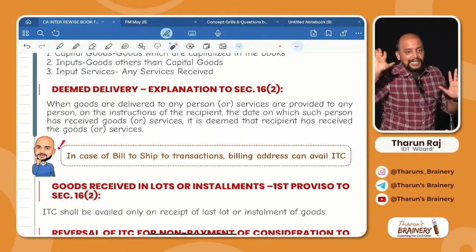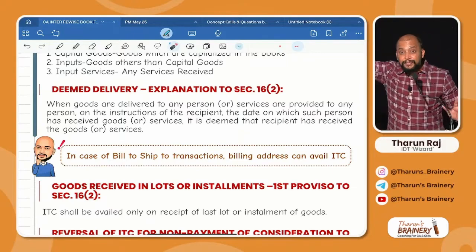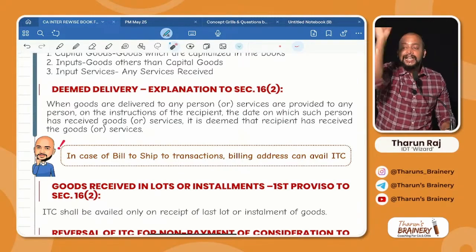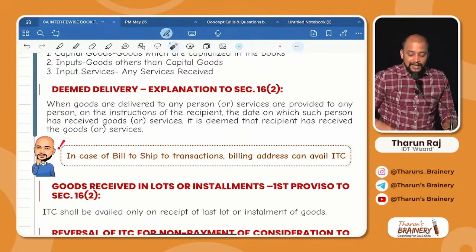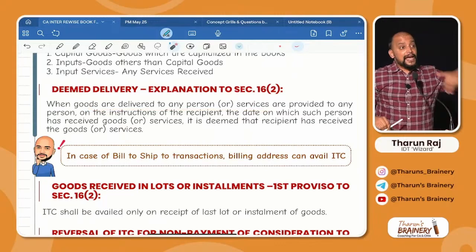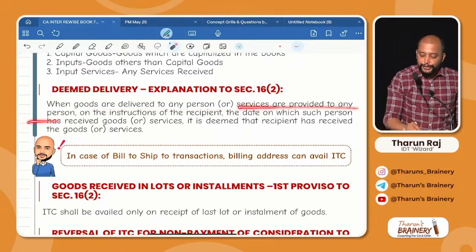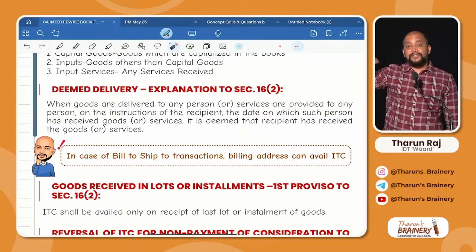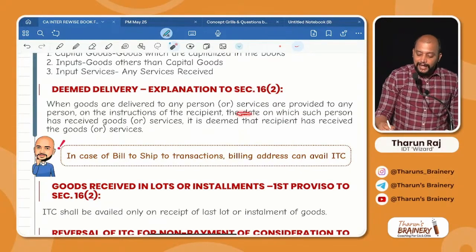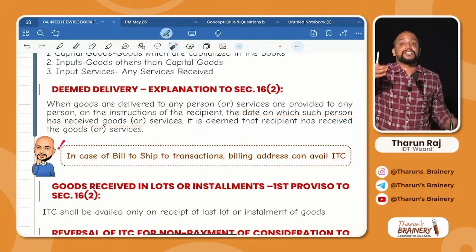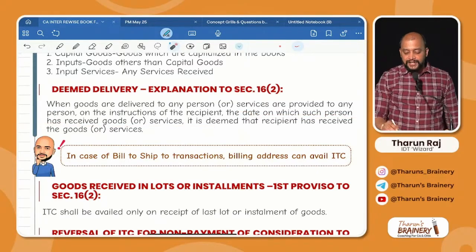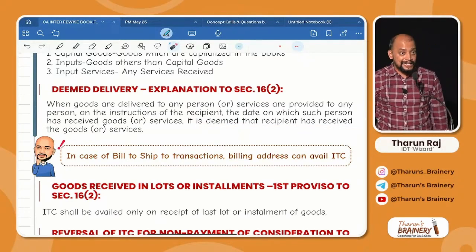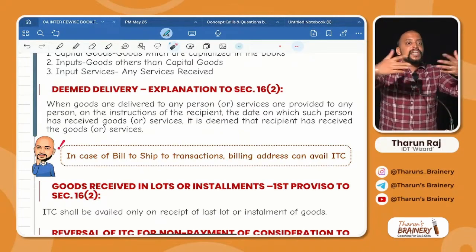Definitely the billing address only will take ITC. The date on which the third person has received the goods or services, it is deemed that the billing address has received the goods or services, and they can take ITC with respect to that. Is it clear? So when goods are delivered to any person or services are provided to any person on the instructions of the recipient, the date on which such third person has received the goods or services, it is deemed that the recipient has received them and can take ITC. This is not only for goods, even for services.